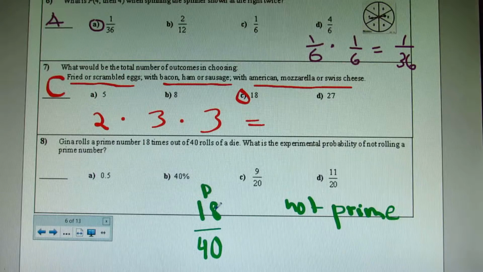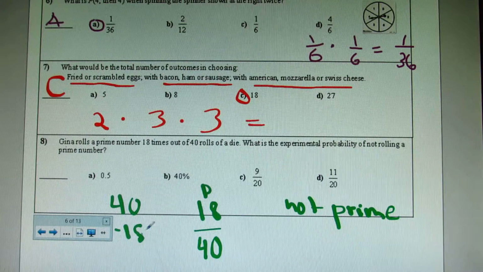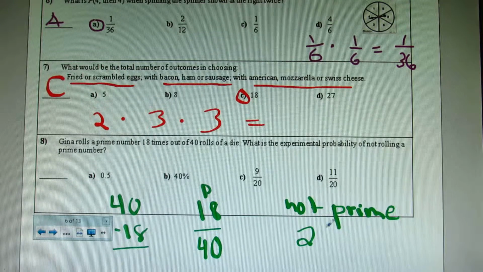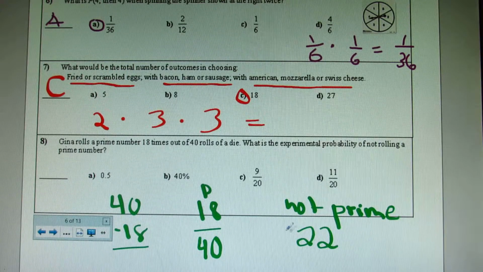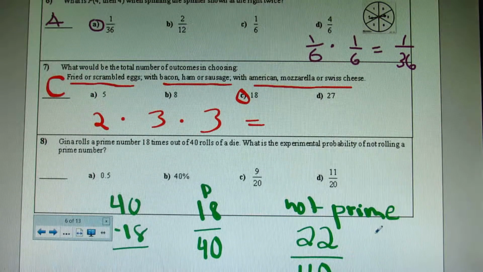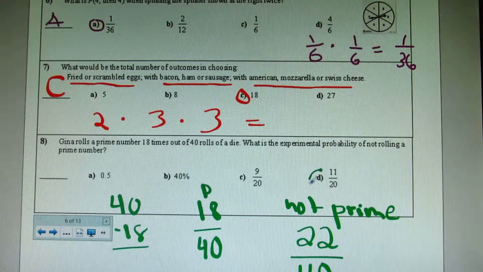Well, that means there were 18 prime numbers out of 40. So what's left over? Well, if I take the 40 and I subtract the 18, I'll figure out how many numbers are not prime. And that is 22. Well, the chance of getting it is 22 out of the same 40. Again, I don't see my answer. Don't freak out. Just put it in your calculator. And it did simplify to choice D.